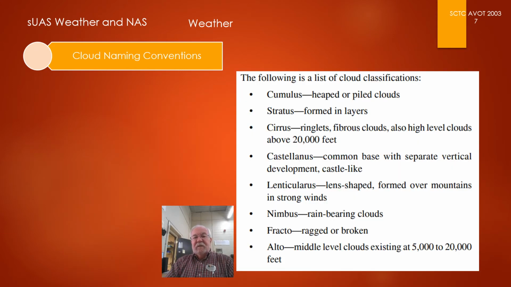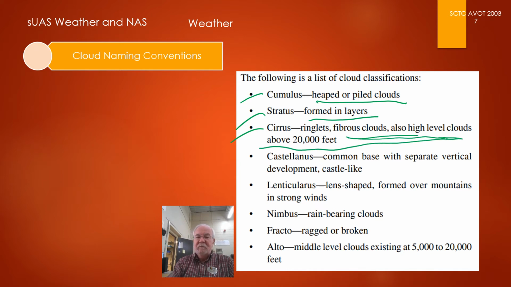All right, and there's the classification you might want to take a look at, think about. There's some other peculiar names. Chances are these won't be on the test, except for the cumulus, stratus, and cirrus. Those are the main types that you just sort of need to know. Cumulus being heaped or piled up, stratus formed in layers, cirrus little fibrous clouds, high-level clouds usually.